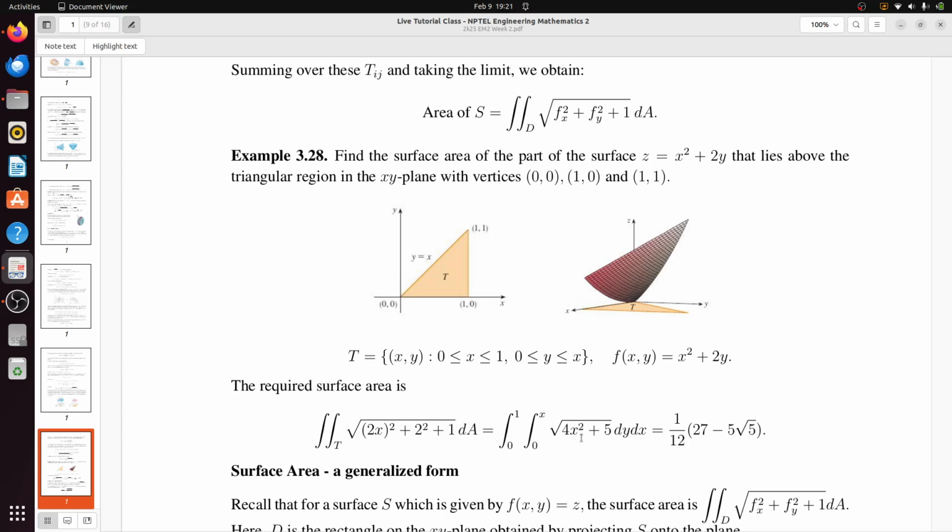I am just giving you 2 to 3 minutes to digest whatever I have done till now in this problem. Just look at the problem carefully.